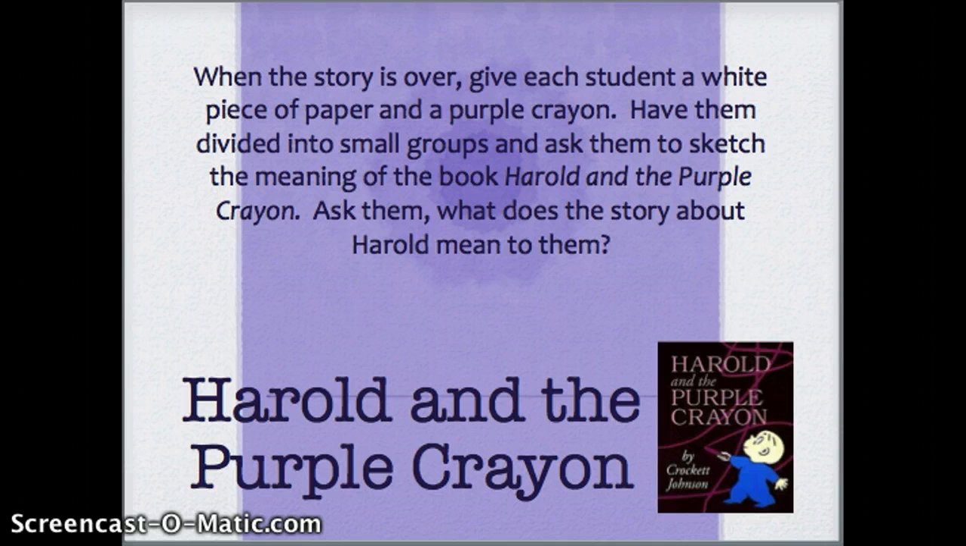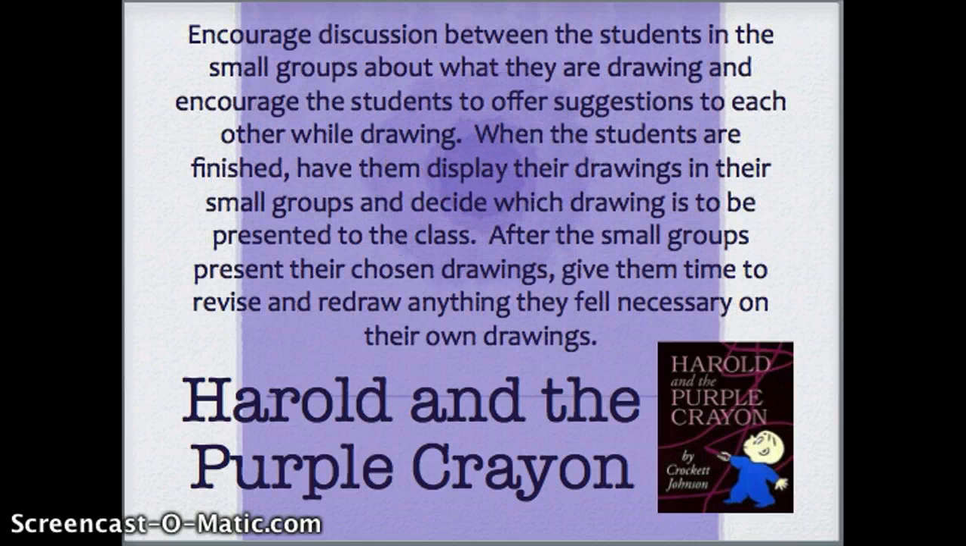When the story is over, give each student a white piece of paper and a purple crayon. Have them divide into small groups and ask them to sketch the meaning of the book, Harold and the Purple Crayon. Ask them, what does the story about Harold mean to them, and how can they put that from thoughts and pictures in their mind down onto their paper with their purple crayon? Encourage discussion between the students in the small groups about what they were drawing, and encourage the students to offer suggestions to each other while drawing.